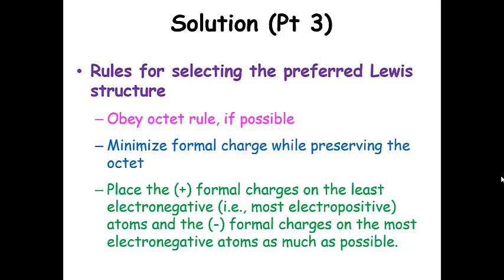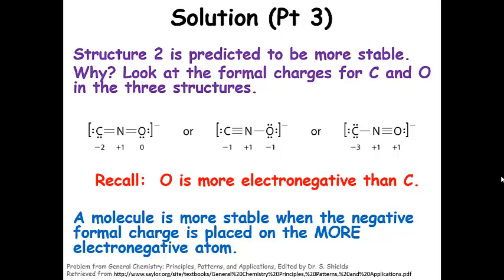After we do that, we want to make sure that any positive formal charges go on the least electronegative atom, i.e. the most electropositive. That's kind of the same thing, just said two different ways: least electronegative would be most electropositive. And the negative formal charges, we want to put on the most electronegative atoms as much as we possibly can. Overall, structure 2 is predicted to be more stable.